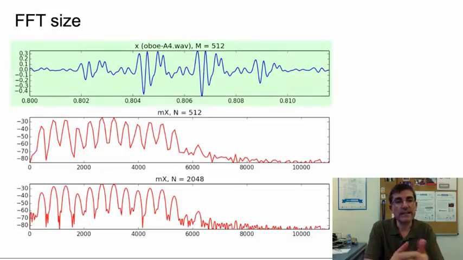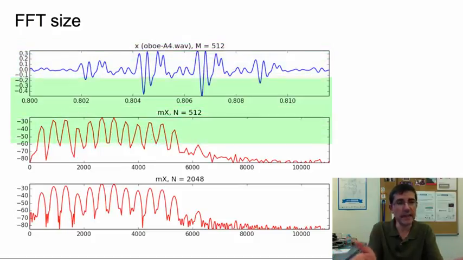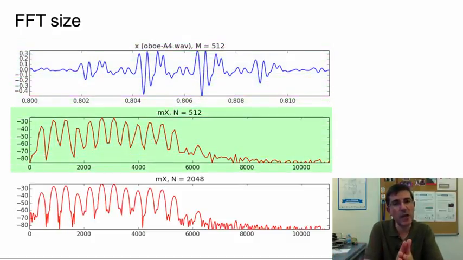So in this example, we start from a given window size, 512, and if we choose the same window size as the FFT size, we get this first magnitude plot, and we see a pretty decent magnitude spectrum with all these peaks that correspond to the harmonics of this oboe sound.